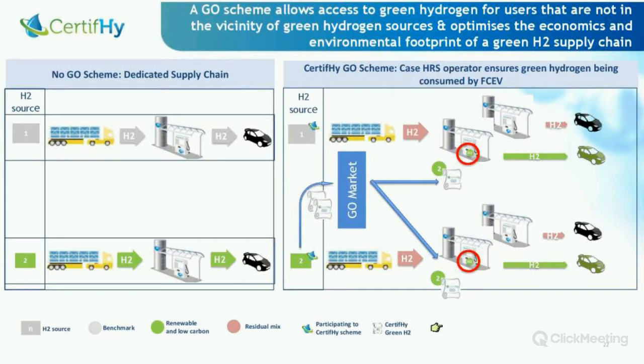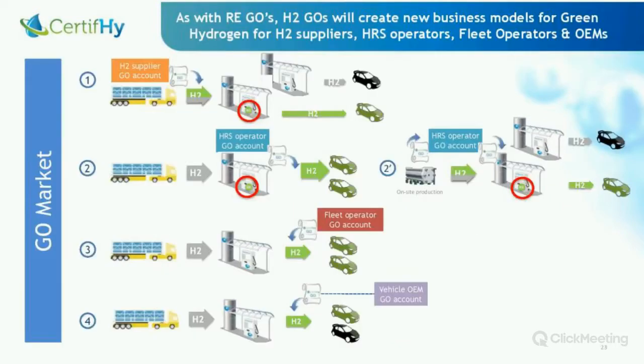Should there be a GO scheme, and now I'm talking on the right-hand side, and there would be a virtual GO market, it could mean that also hydrogen refueling station number 1 could procure green hydrogen GOs and could offer them to their consumers. We of course need to make sure that the green hydrogen that's being dispensed in both hydrogen refueling stations is not higher than the amount of green hydrogen being produced in production device number 2. So this is one of the examples of how GOs can be used to create business cases.